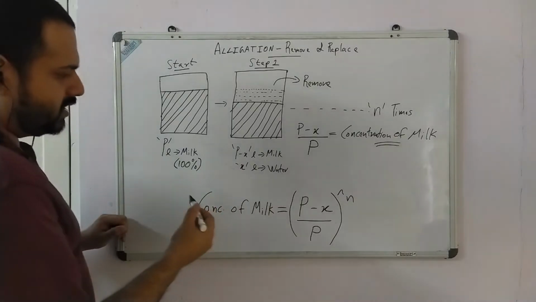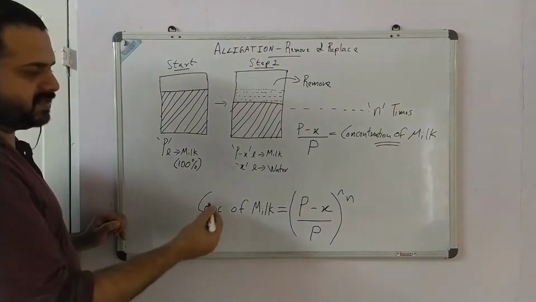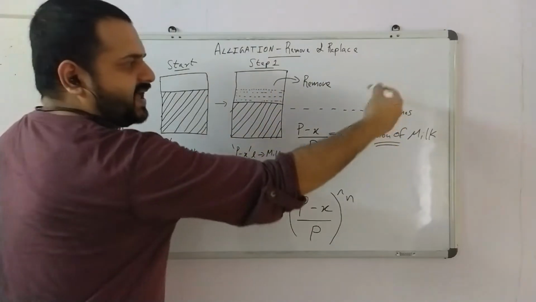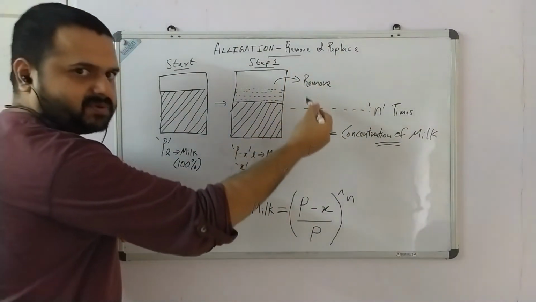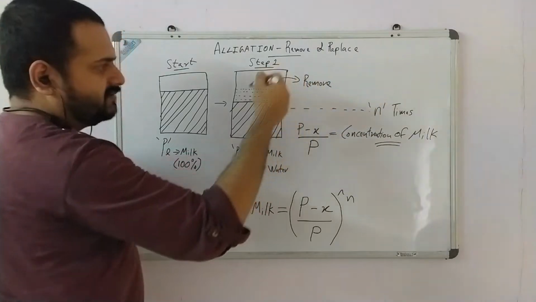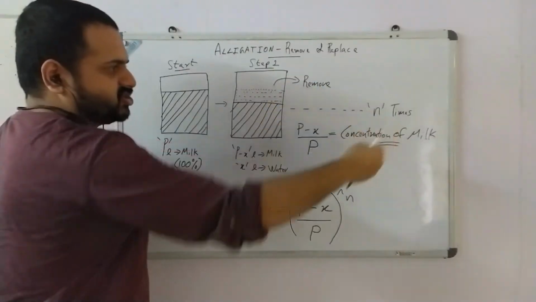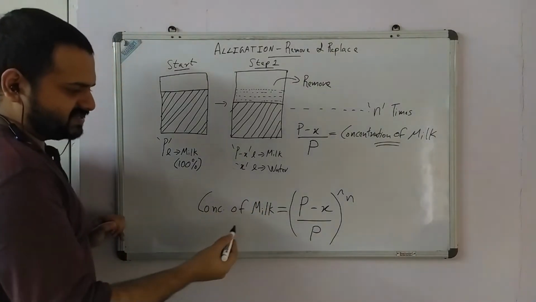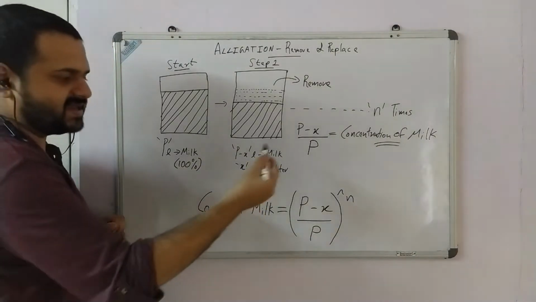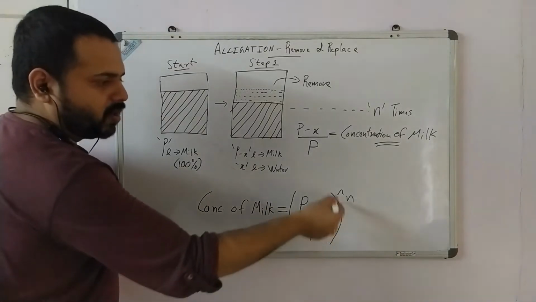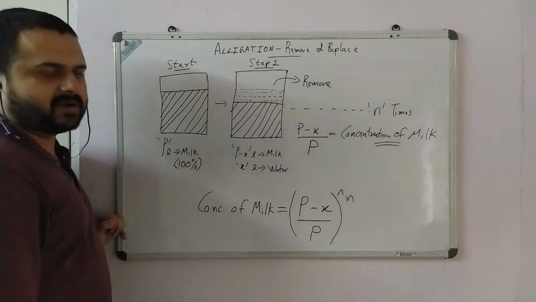Now, what the formula says is that the concentration of milk, if this step is repeated n times, right? Like step 2, step 3, step 4, where progressively we keep removing X liters of this mixture, right? The formula says that the concentration of milk after n steps is P minus X divided by P, the whole raised to n. That is the formula.